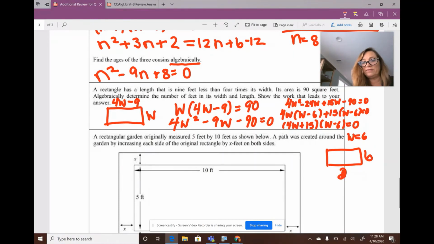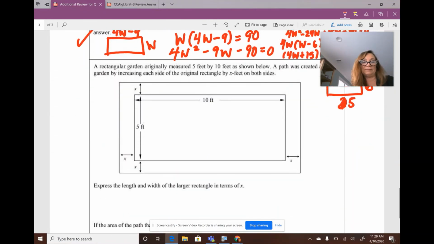No, it's 15. Silly me. Let me do that again. 4 times 6 is 24. 24 minus 9 is 15. 15, that checks. Check. Okay.